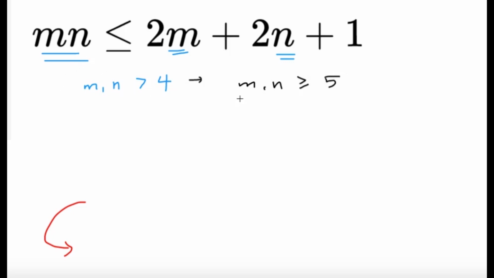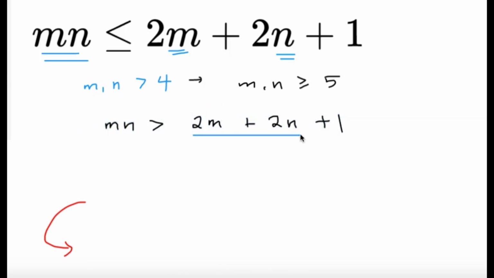So, if m and n are greater than or equal to 5, let's try to see if mn is greater than 2m plus 2n plus 1. Now, how do we verify this, though? It's just a matter of factoring using Simon's Favorite Factoring Trick.